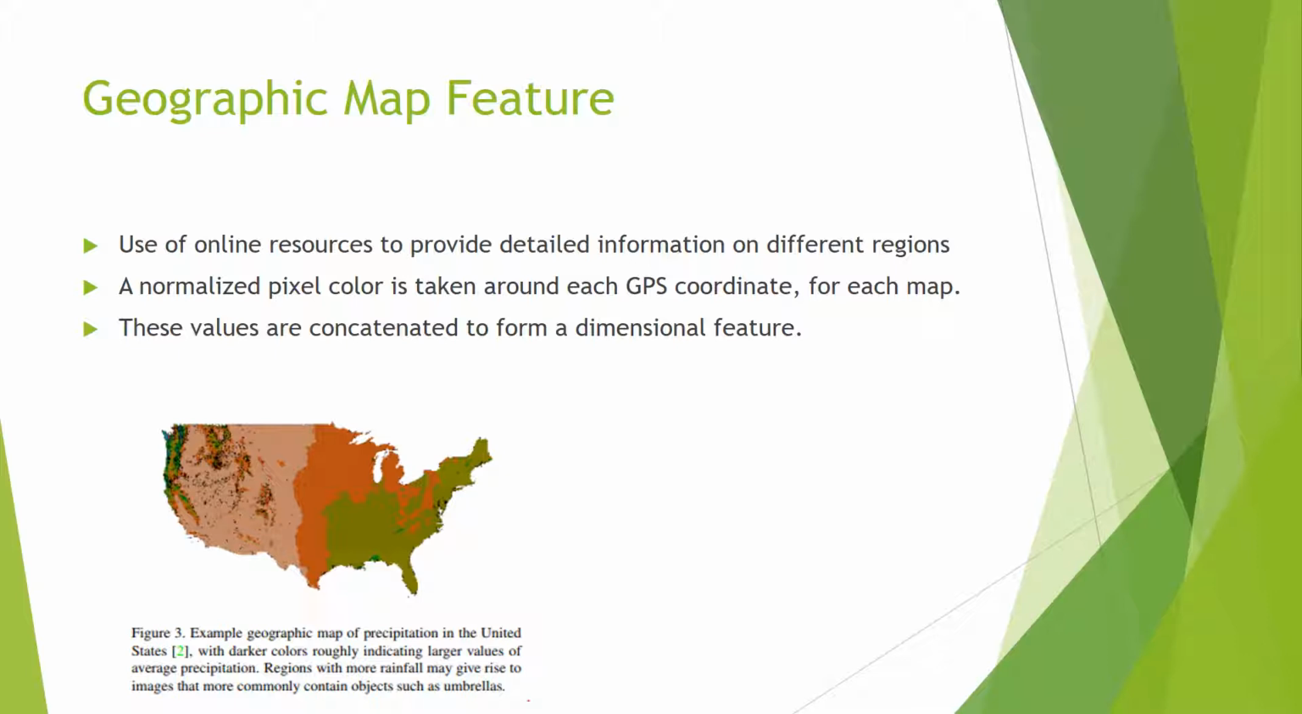This research used 10 different maps representing average vegetation, congressional districts, ecoregions, elevations, hazardous waste, land cover, precipitation, solar resource, total energy, and wind resource. Since each map uses different colors to represent the value of a feature at a particular location, for each image I, a normalized pixel color in a 17 by 17 patch around the GPS coordinates is taken for each map type and concatenated to form an 8670 dimensional feature.